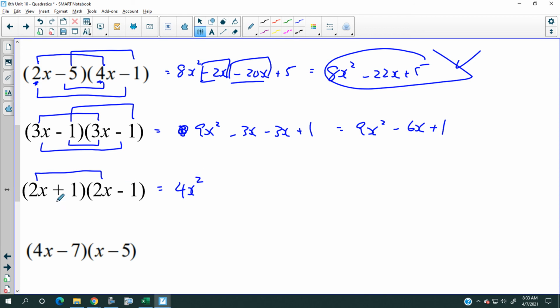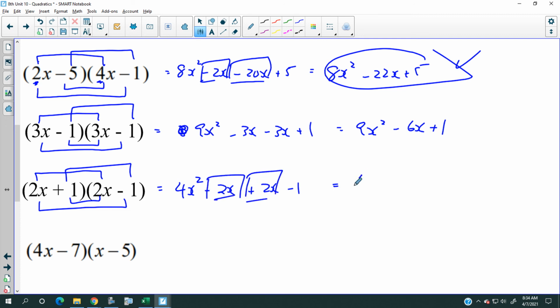4x squared. Outside, 2x times negative 1 is negative 2x. Inside, positive 2x. I think you guys know what's going to happen. 1 times negative 1 is negative 1. Now look here, like terms, so 4x squared. These cancel out. And that's it. Standard form.